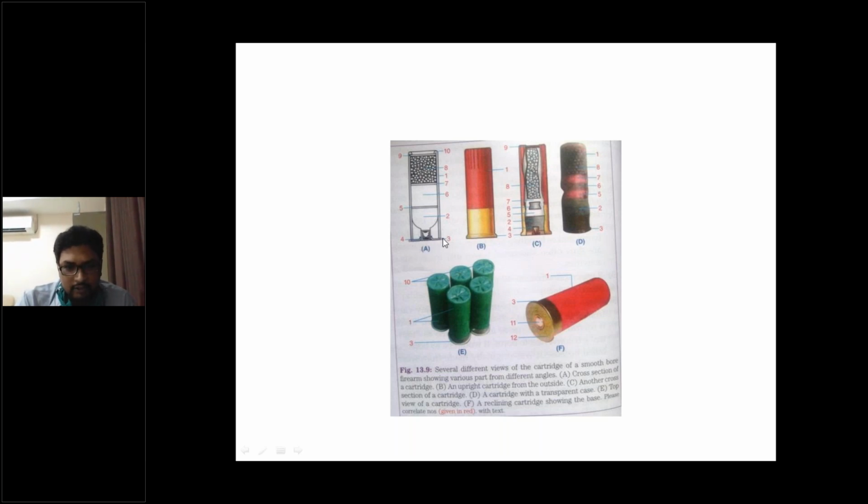Again, you can see the third one is the rim, and the fourth one is the primer. Inside, you can see number 2 is the gunpowder. And here we have number 6, the wad, which you can see in diagram C. Diagram A shows what the inside of the cartridge looks like, and diagram B shows how a cartridge looks outside, when you are holding it.